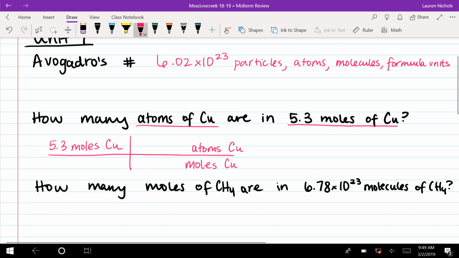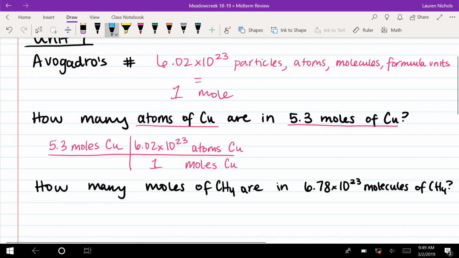Now, Avogadro's number, which is 6.02 times 10 to the 23 particles, atoms, molecules, formula units, all of that is always equal to 1 mole. And so we know that Avogadro's number will go next to where we have written atoms, and 1 goes next to mole. Anytime you're talking about the same element every single time, moles is always 1. And so then we put this in our calculator.